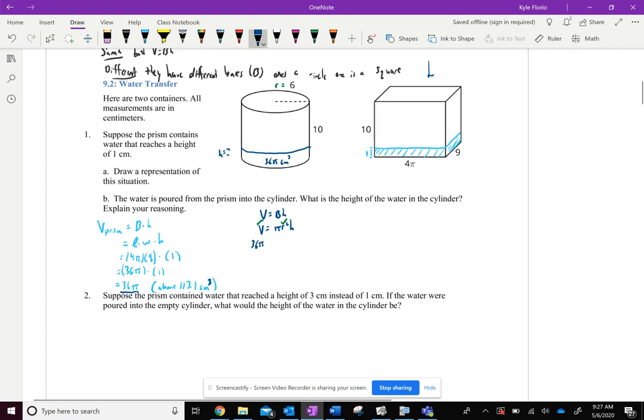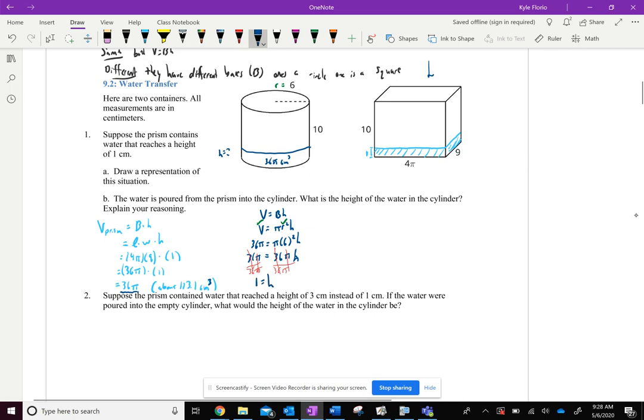So I'm going to put that much volume in, about 113.1 cubic centimeters. And that's the same thing as pi times the radius squared times the height. So again, the formula is area of the base times the height. Well, the area of the base is whatever 6 squared times pi is, which is 36. 6 times 6 is 36. And now just divide both sides by 36 pi to solve for h. The 36's divide out, the pi's divide out, and 36 divided by 36 is going to leave me with 1.